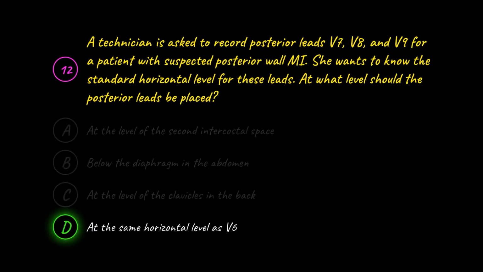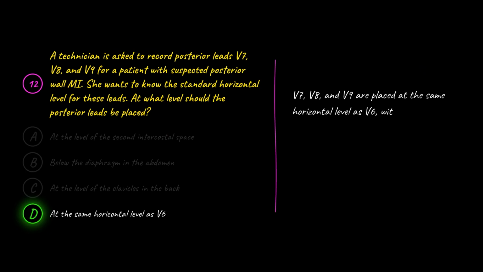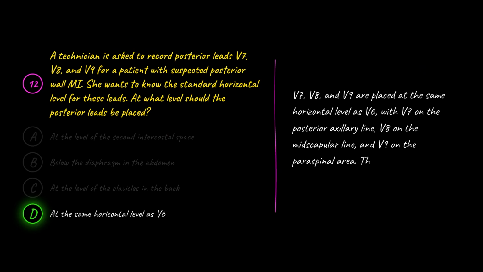The correct answer is D. At the same horizontal level as V6. D is correct because V7, V8, and V9 are placed at the same horizontal level as V6, with V7 on the posterior axillary line, V8 on the midscapular line, and V9 on the paraspinal area. The horizontal level stays constant.